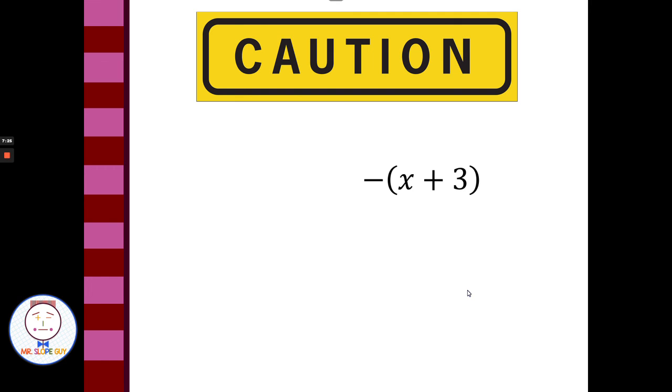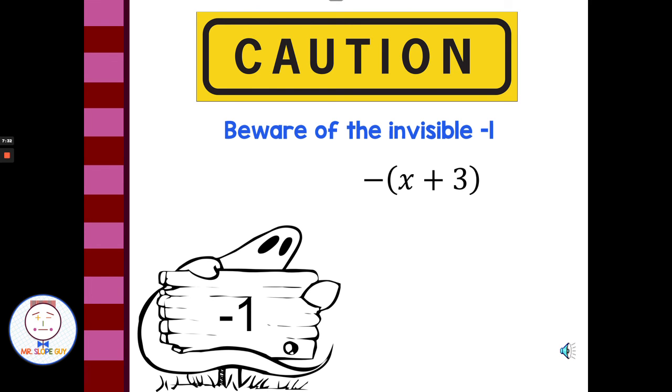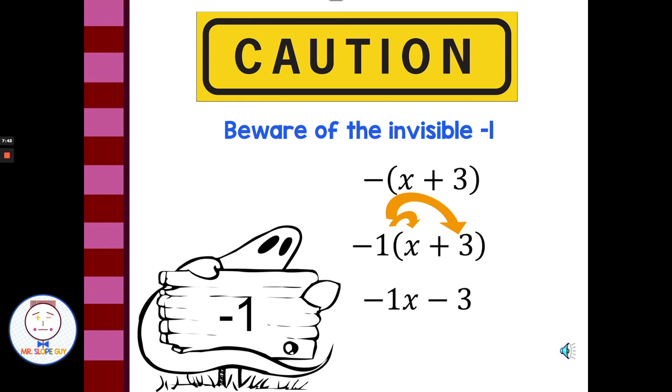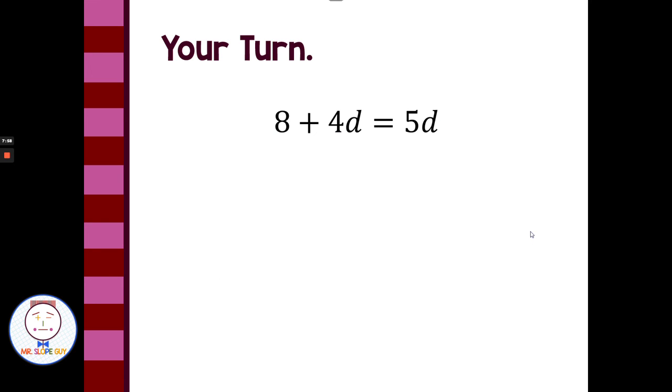All right. Beware, look out for this negative sign in front of parentheses. Beware of the invisible -1. So this negative sign needs to be treated like a -1 and distributed to get -1x minus 3. If you don't distribute it, it will mess up your entire problem. So make sure that you apply this -1 to the x and apply it to the 3. Otherwise, things go bad. All right, you guys try this one on your own, and then unpause the video to see how you did.